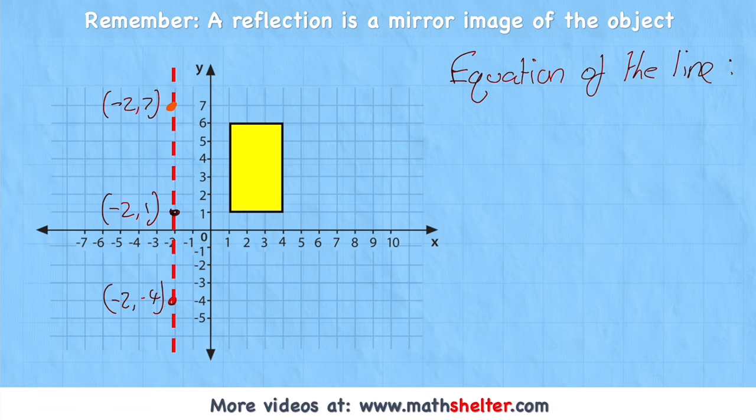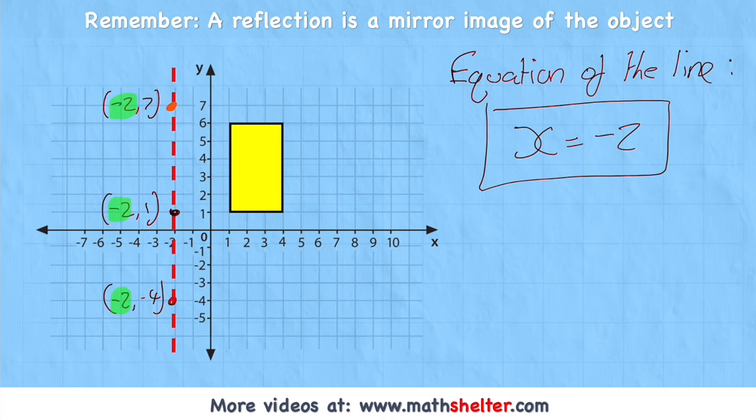So let's look for what's familiar. We have -2 on the x-axis every single time. So the equation of this line is x, because we're on the x-axis, equals -2. This line would always result in a coordinate of x equals -2. The y will change depending on how tall the mirror line is. But that might be a little complex for this video.